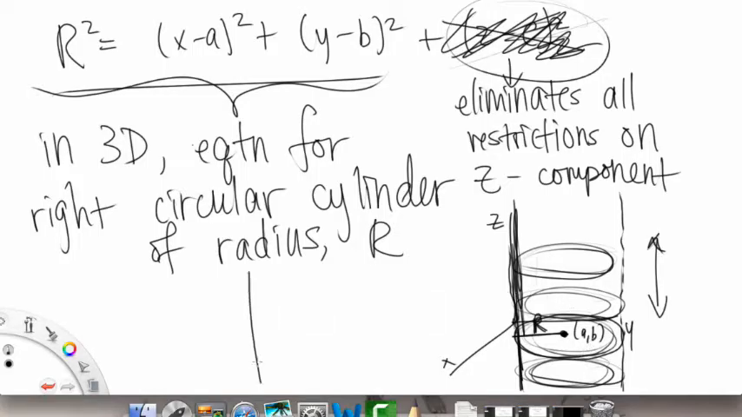Again, like I said, if you're just in the xy plane, let's say we have x and y. Let's say this is (a, b). It's not necessarily at the origin or anything, but here's (a, b), then you just have a circle, because we don't have a z component, so it's just flattened onto the xy plane.